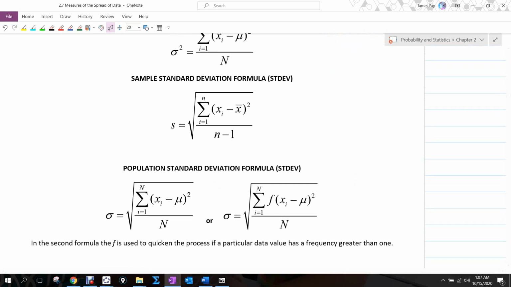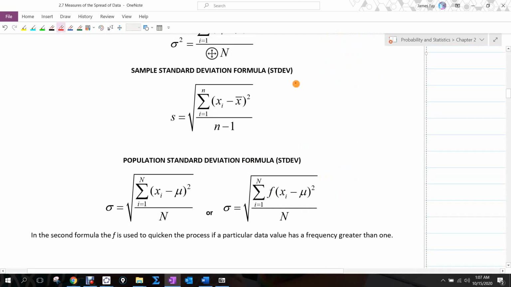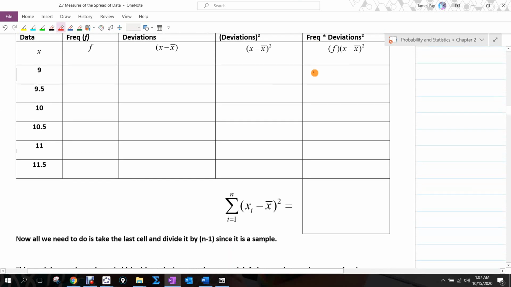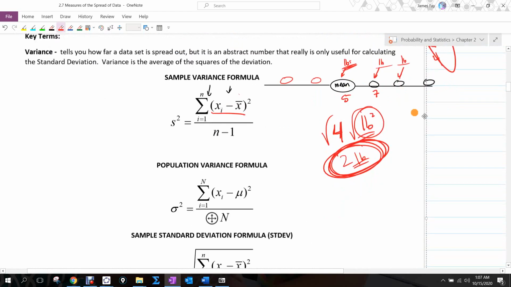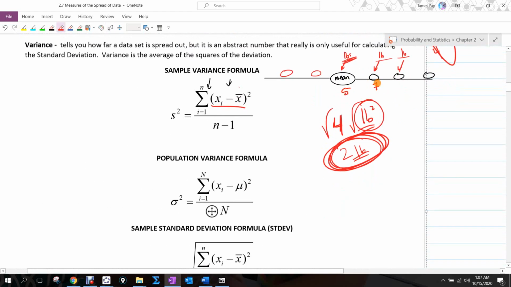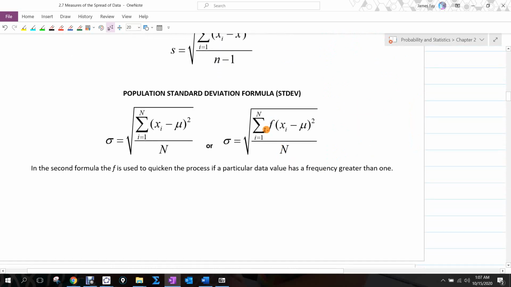So let's say you go through a list, and we have a set of data that had a 5, a 7, a 7, and another 7 in it. Instead of doing the subtraction 3 different times and the squaring process 3 different times, we can use multiplication to quicken that. So that's what that F is representing.